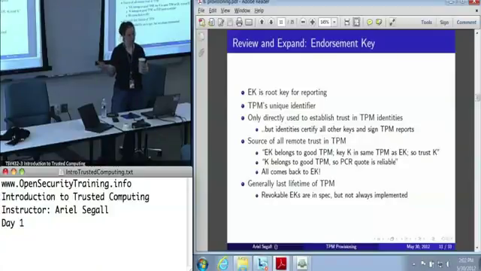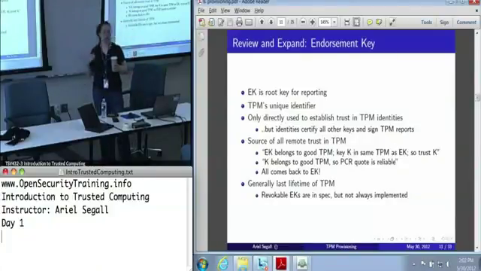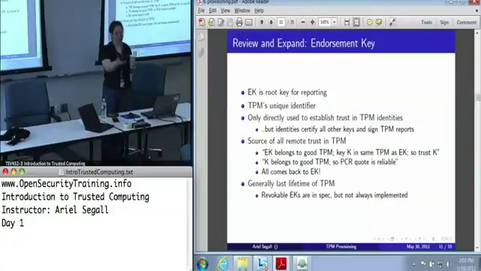So we use the endorsement key to establish trust in the TPM's identities, which are the practical things we use for certification, for signing TPM reports, for establishing trust in all the other keys. So anytime that we say we trust a TPM, it does in fact come down to trust in the endorsement key. The endorsement key belongs to a good TPM.